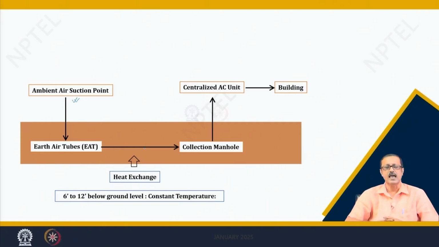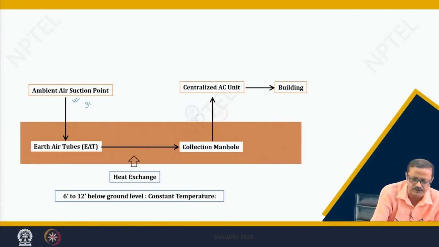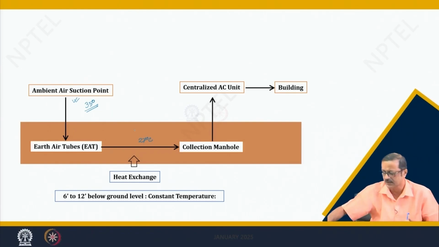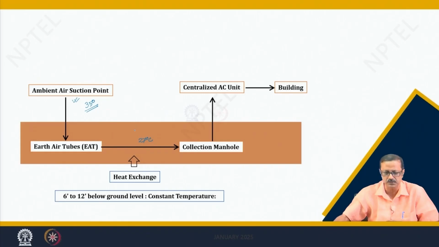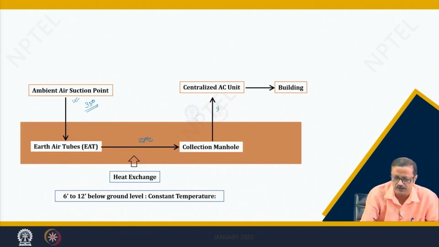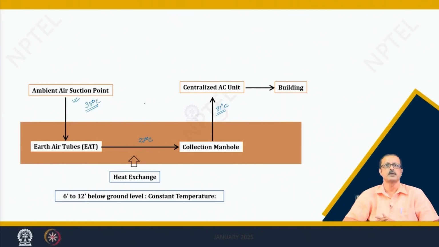As the ambient air has a little bit high temperature, maybe around 35 degrees centigrade, and below it is 27 degrees centigrade or so, whatever is the temperature of the soil, definitely there is a heat exchange. So this 35 degree outdoor air, when it passes through and comes out, may come out at maybe 31 degrees or something like that. So there is a drop of 4 to 5 degrees or maybe a little bit more.